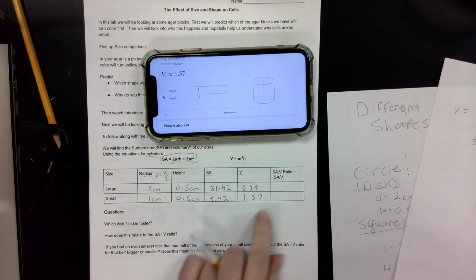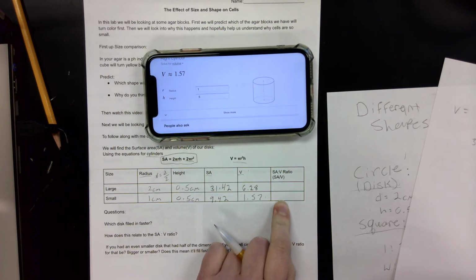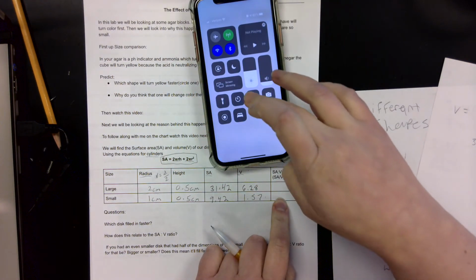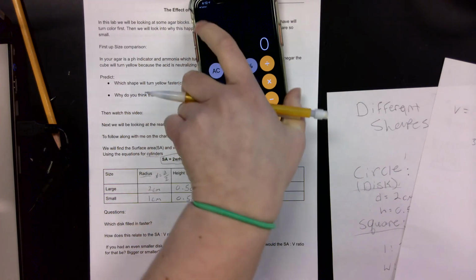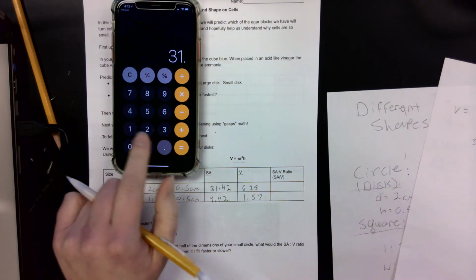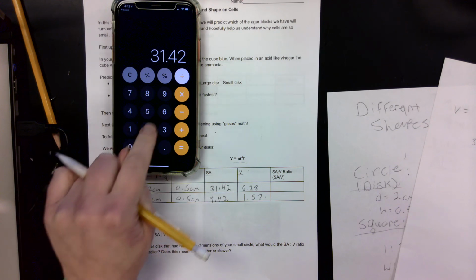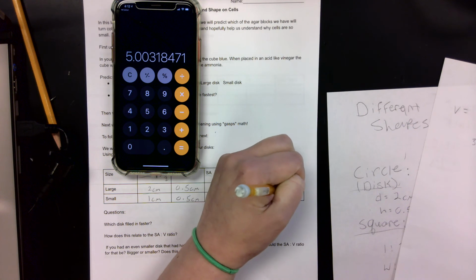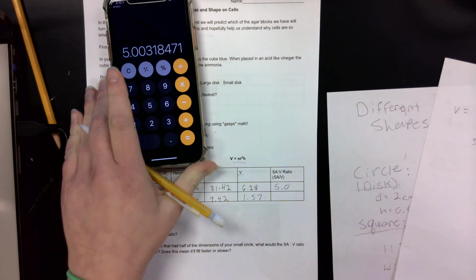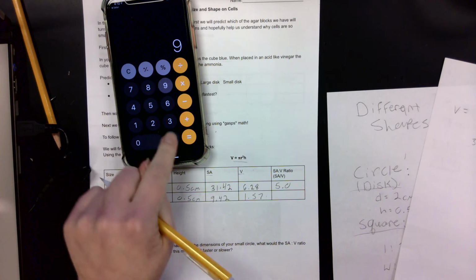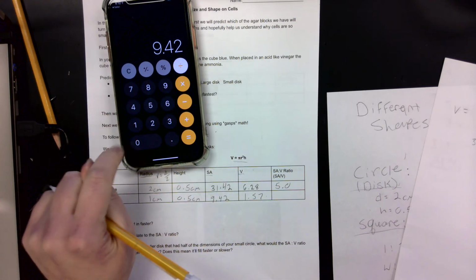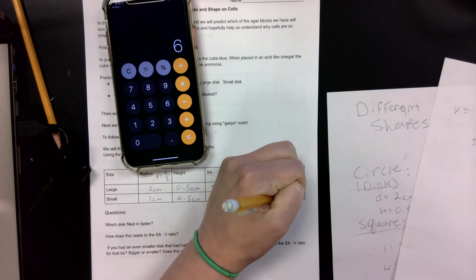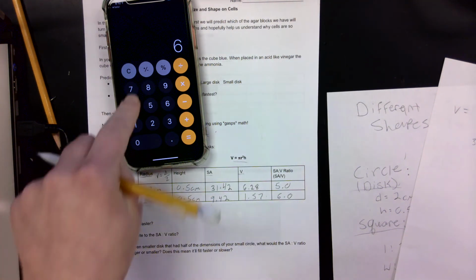Okay, so now what you do from here is you have to find your ratio, and all you got to do, like it says on here, is take your surface area and divide it by the volume. So 31.42 divided by 6.28 is 5. I'm just going to round it to 5 since it's like 5.00. And then down here, 9.42 divided by 1.57 is 6.0.